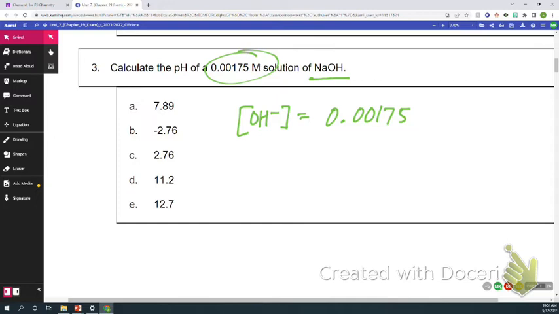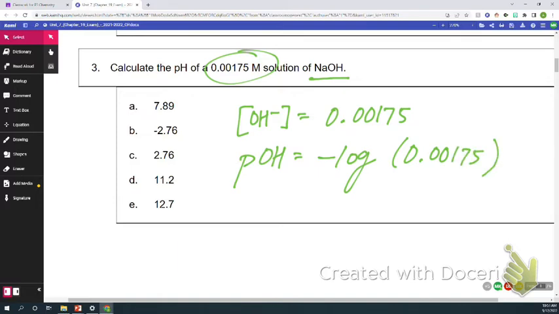Is the OH minus. So what I do is I would solve for pOH first, which is negative log of OH minus. So calculate in your calculator negative log 0.00175. That's 2.76. Look at that. Trickery again. Look at the answer choices. The answer choices, 2.76 is there, but it's not the answer. Because this is pOH right now.